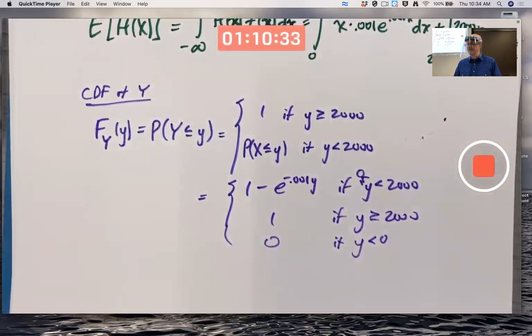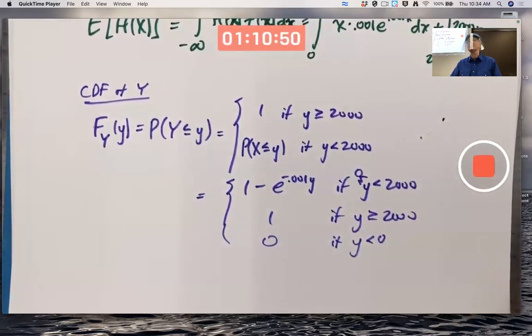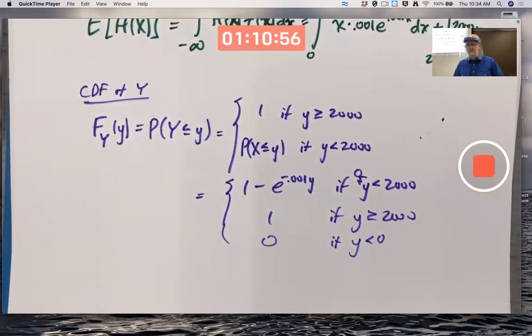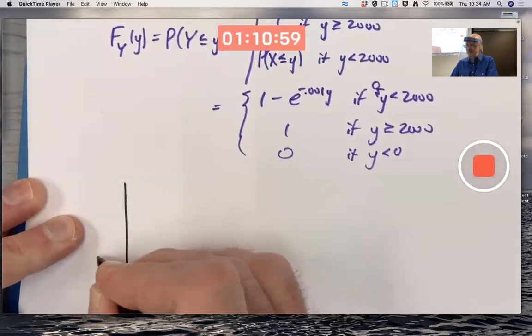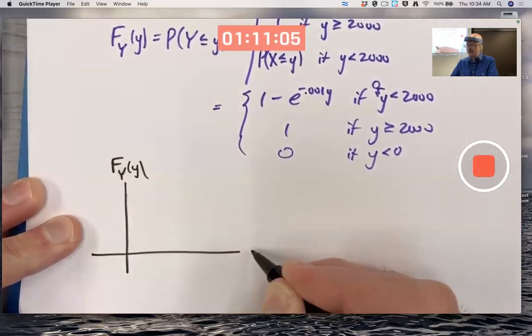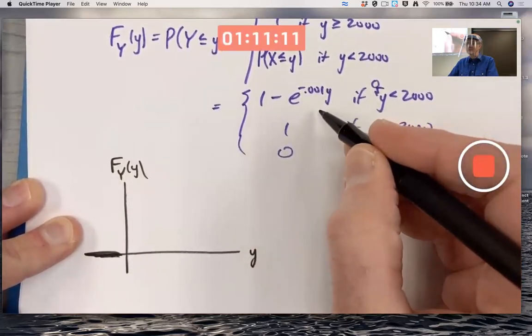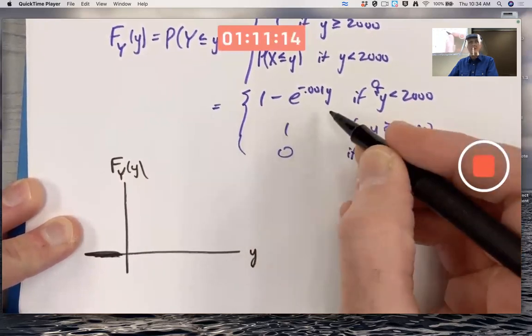Where's the discontinuity? Is it 0? No, the discontinuity is at 2,000 this time. It's at 0 for the deductible insurance. It's at the cap for capped insurance. Graph of capital F sub capital Y can be 0 over here. This does have a limit of 0 as y goes to 0, because e to the 0 is 1. 1 minus 1 is 0.